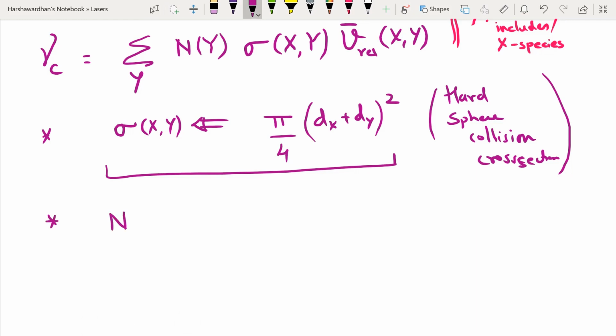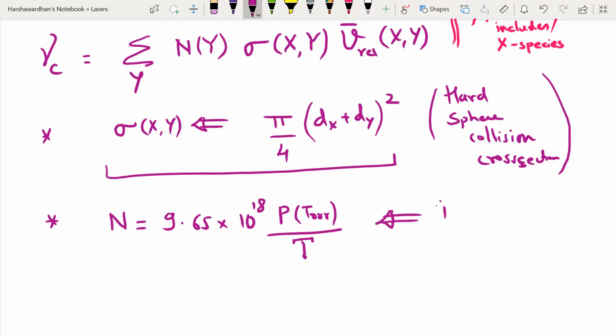For example, the number density of atoms can be written in the following form for an ideal gas as some 9.65 into 10 to the power of 18. You provide the pressure in torr. For example, if it's 1 atmosphere, then the pressure is 760 torr, divided by the temperature at which the gas species is. This is a formula coming from the ideal gas model. So you see, one can arrive at number densities.